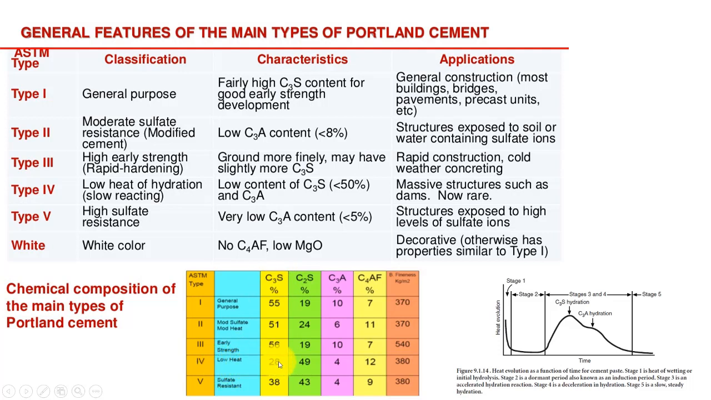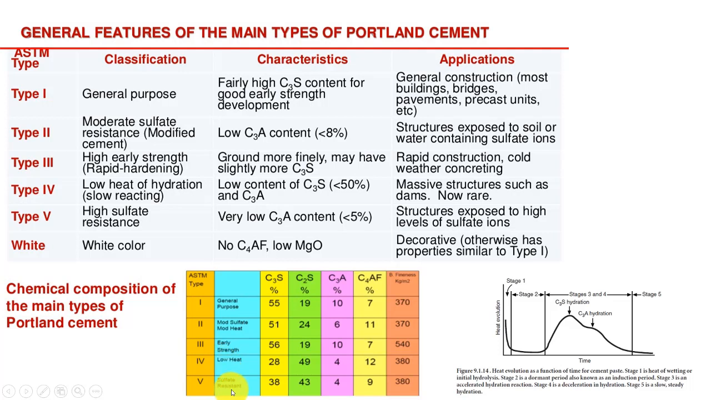At the fourth number, you have a low heat cement. The amount of tricalcium silicate, which contributes towards initial strength gain, is quite lower. On the other hand, the concentration of dicalcium silicate is quite higher. That's why it is low heat cement. It evolves low heat as a result of the hydration reaction.